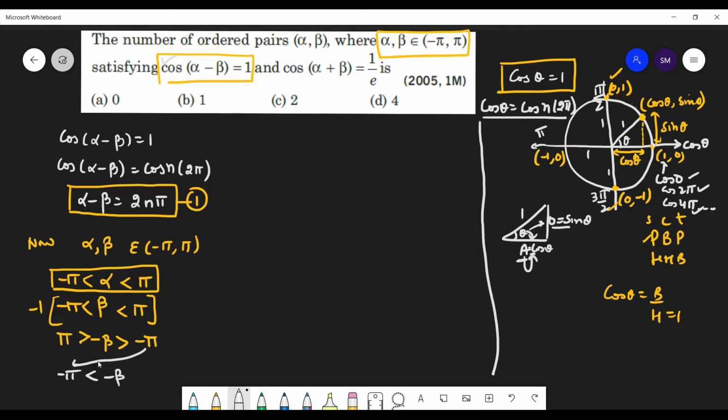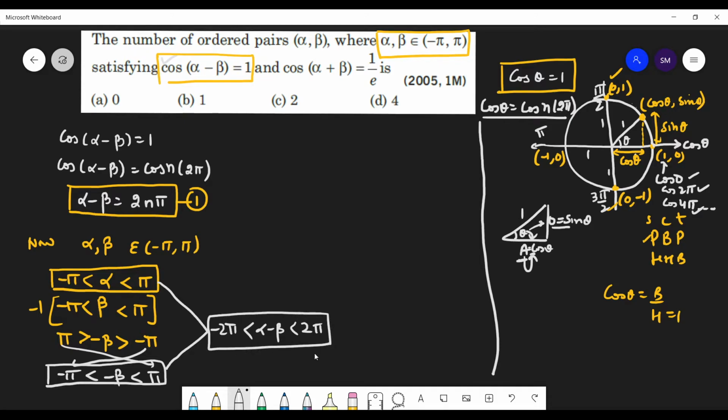And this term will come here, right? So see the sign here. This is greater sign, so greater towards pi, greater towards pi. Is this clear? Now add these two equations. So you will get minus 2 pi and alpha minus beta. So alpha minus beta lies between minus 2 pi and pi plus pi is 2 pi. Okay?